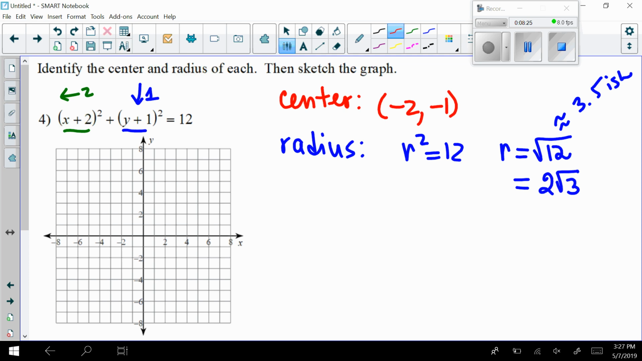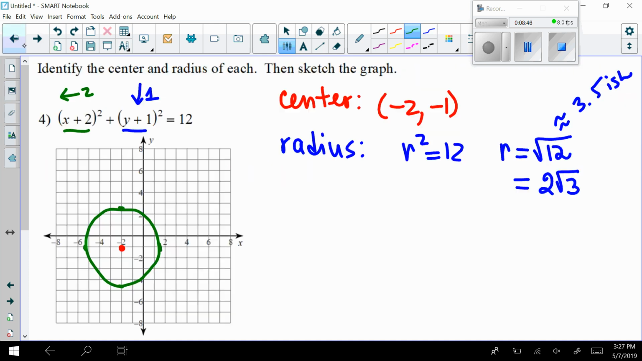So I'm going to locate my center, and I'm going to go about 3.5 boxes away. And again, we're going to do our best. Doesn't have to be perfect, but that's what it's going to be.